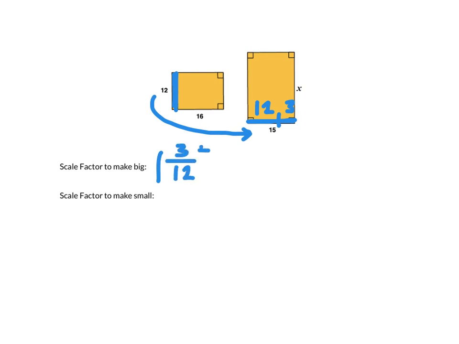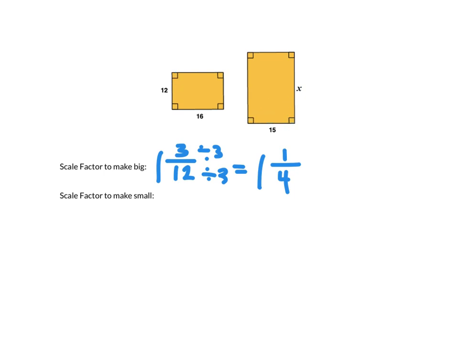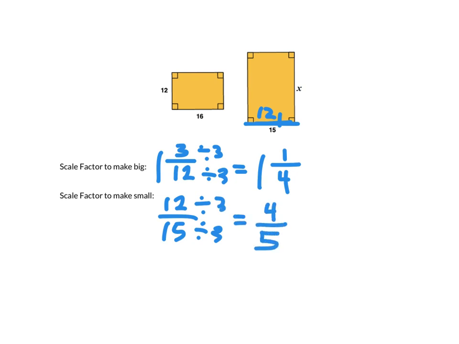We would want to simplify this, and we would notice that it's equivalent to 1 1/4. Looking at the scale factor that makes it small, we're going to say I don't want to keep all 15. I only want 12 of the 15. If we simplify this, you're going to notice that we get 4/5.